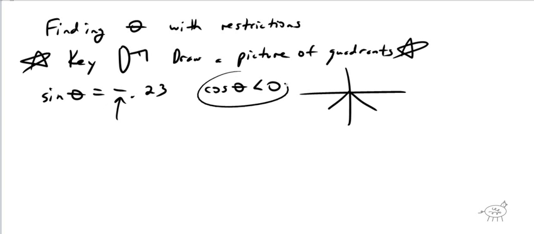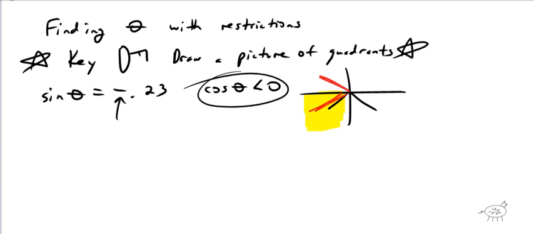Then I have my second restriction, cosine of theta is less than 0. So where's cosine less than 0? It's less than 0 here and here. So where does it overlap? It overlaps right here. So your final answer will only be in this quadrant. Just keep that in mind.